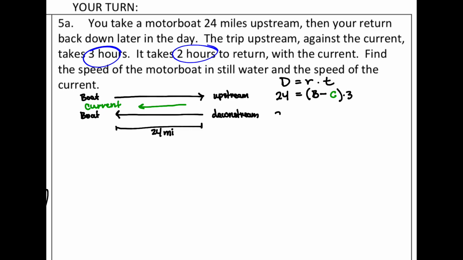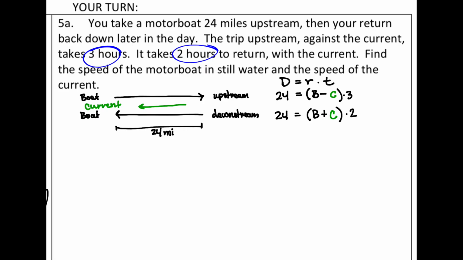Now, downstream with the current, so we're going to add a little bit of a push because we're going downhill and the current's pushing the boat along. It's going to only take 2 hours. Find the speed of the motorboat, so B, in still water, and the speed of the current, C. Okay, let me do the same thing as what I did last time and bring this over here to start so I have extra space to work forward on my page.